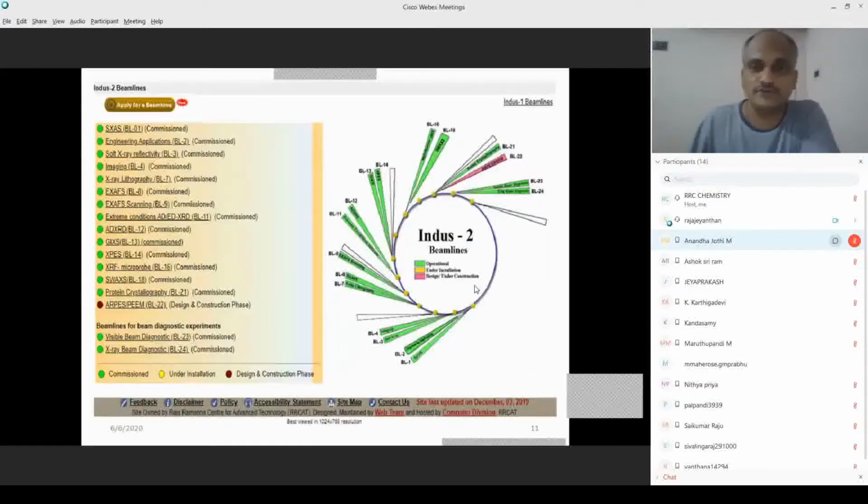In Indus-2, there are 24 beamlines. That means because of the rotation of the electrons, energy is lost, and this lost energy comes out in the form of radiation.